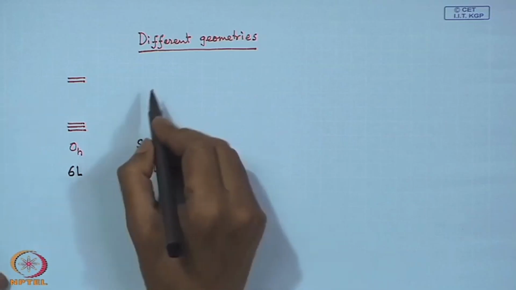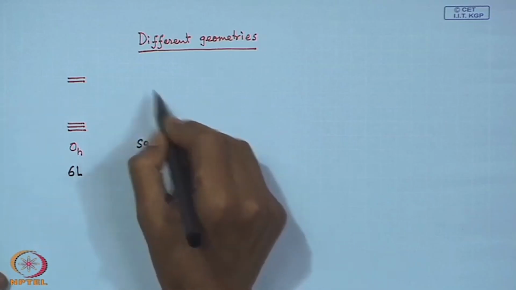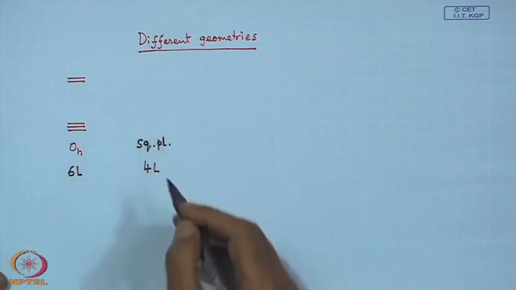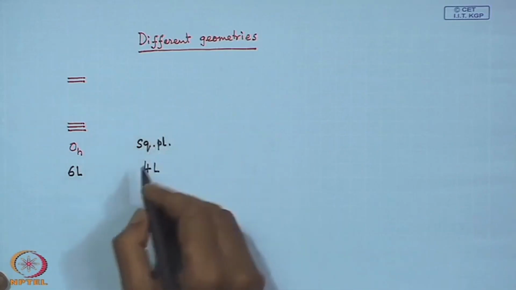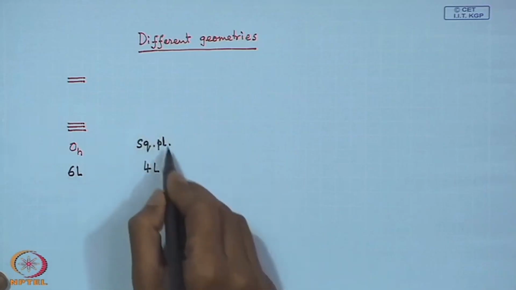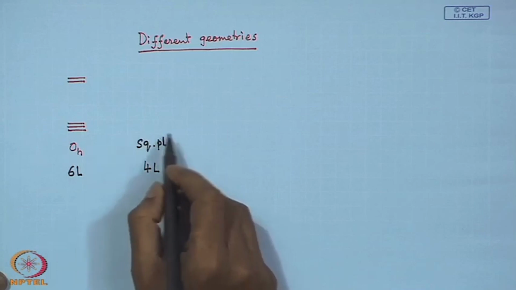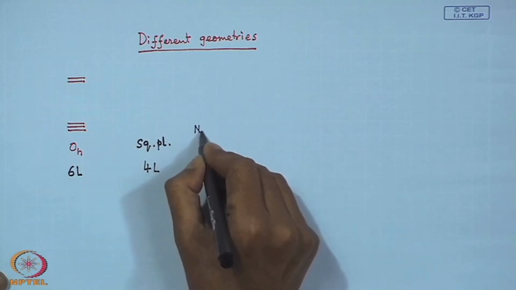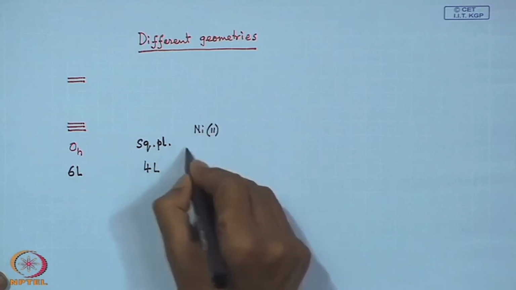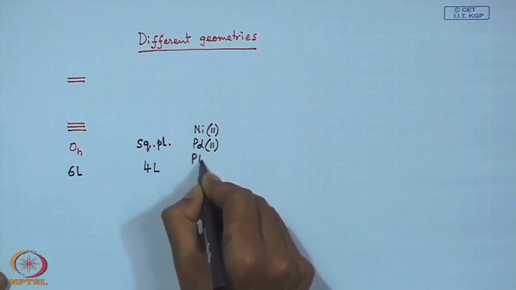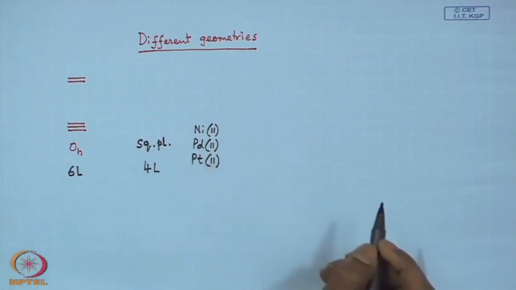And since the splitting is different, we can have a different ordering of these orbitals, and these orbitals can take different numbers of electrons, and this determines the properties of the corresponding complex, which is a square planar one, and that we have seen in the case of nickel 2, palladium 2 and platinum 2.